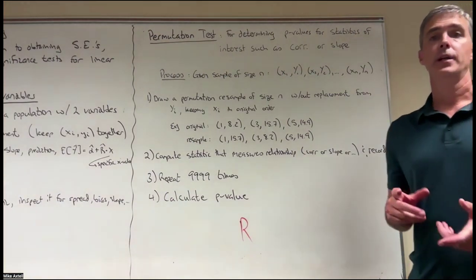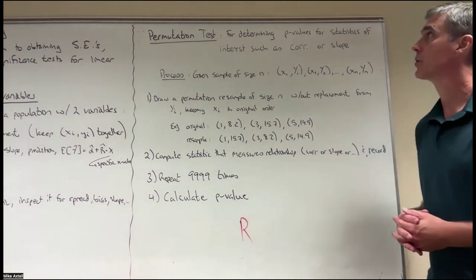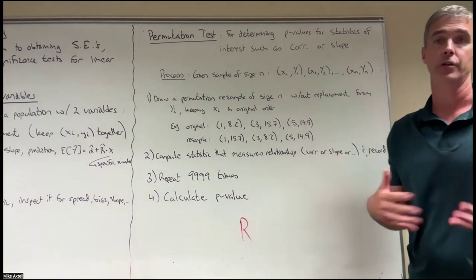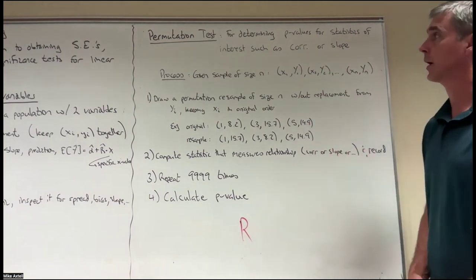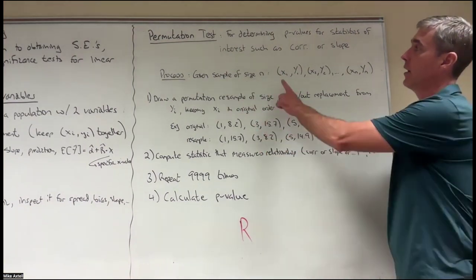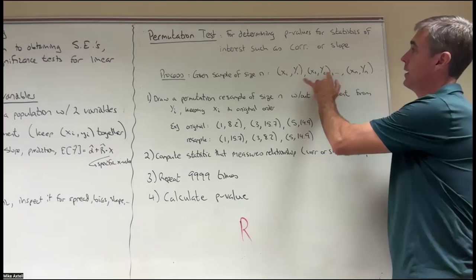All right, so permutation tests are going to be a bit more limited. These are going to be to establish p-values, okay? So we're going to determine p-values for some statistics of interest, perhaps a correlation or the slope of our model, what have you. So the process: we've got our sample of size n, and we've got our predictor variable and the response variable and data points.